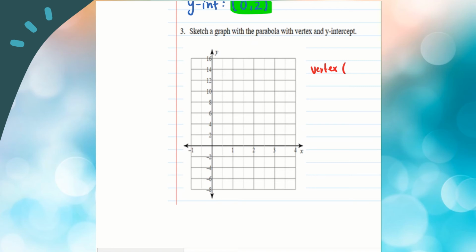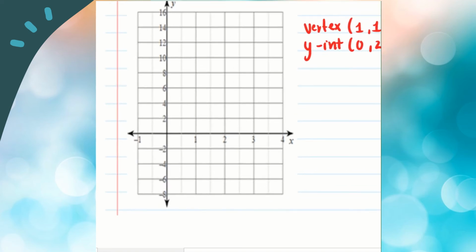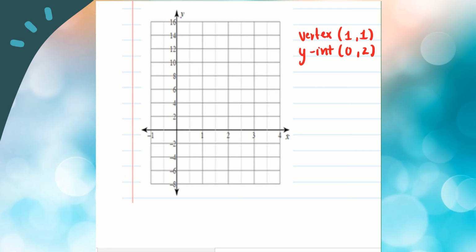So let me just write here what our vertex was. It was (1, 1), and our y-intercept, which is (0, 2). And we'll go ahead and plot those on the graph now. You always start at your x-axis, and since your y is 1, we went up 1. And then we'll graph our y-intercept, which is at 2, so it crosses the y-axis at 2.